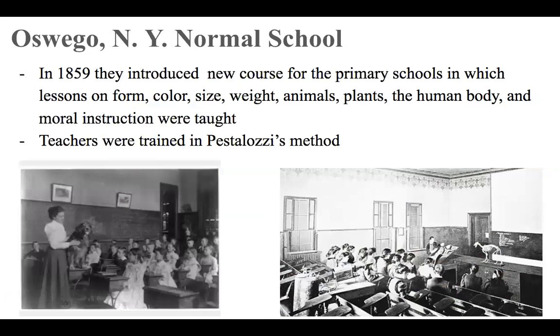This idea kind of came to the United States. Was the Oswego Normal School in New York. They introduced a new course for primary schools in which lessons on form, color, size, weight, animals, plants, and human body and moral instruction were taught. And you can see that picture on the bottom right.